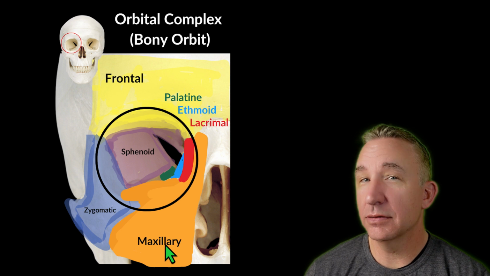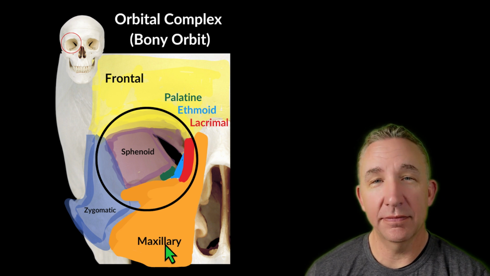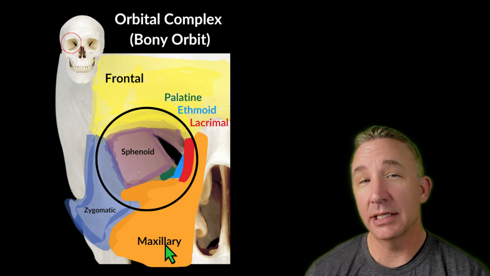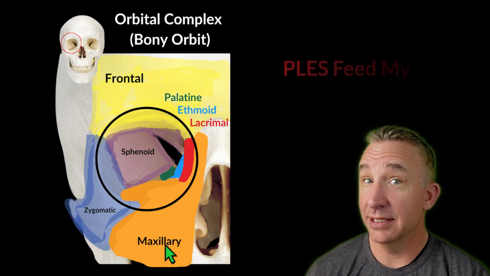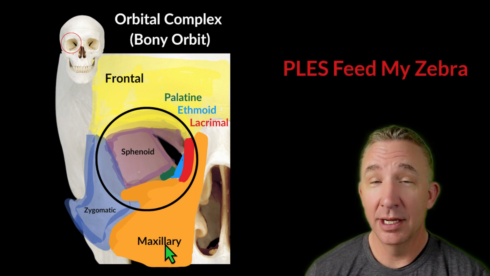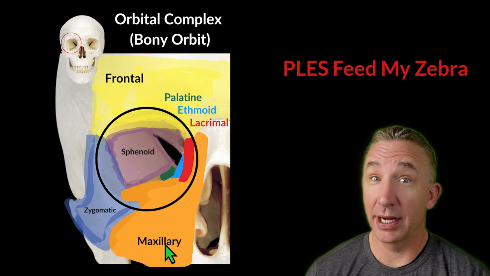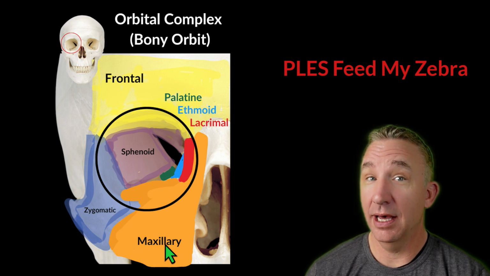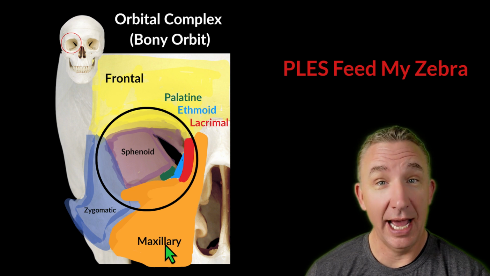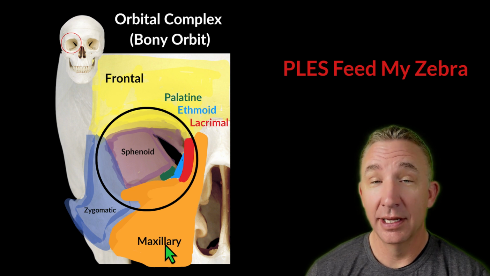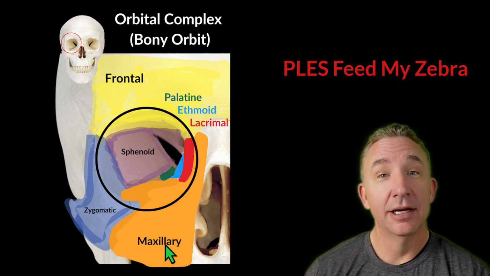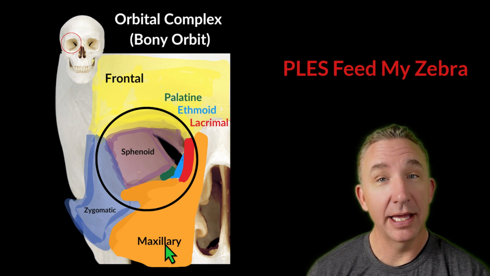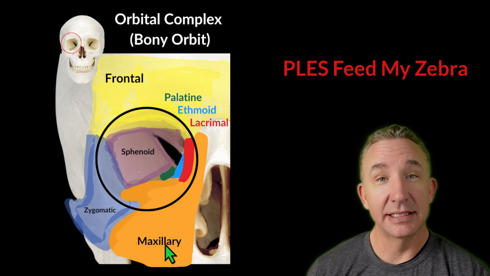So we'll often use a mnemonic for these. So you'll see different ones out there. I prefer you just learn the bones, but one I see students use is called "Please Feed My Zebra," but "please" is spelled incorrectly. It's spelled as P-L-E-S. So the P-L-E-S means palatine, lacrimal, ethmoid, and sphenoid. And then so I said "please feed," just the F is my frontal, the M is maxillary, and zebra, Z is the zygomatic.